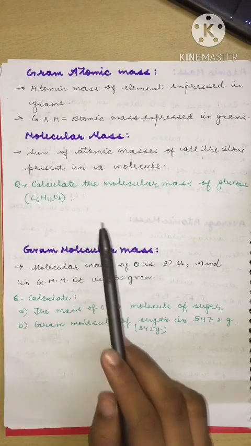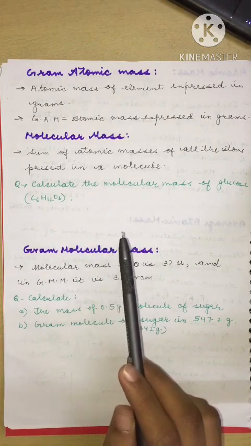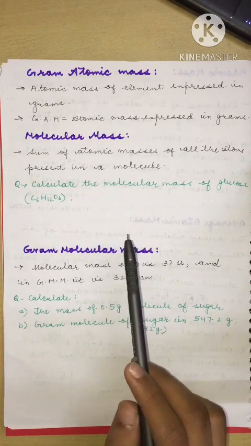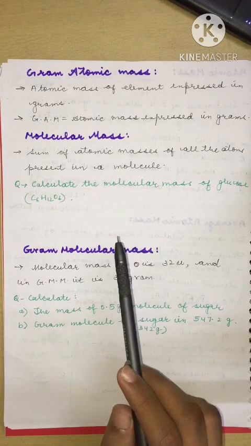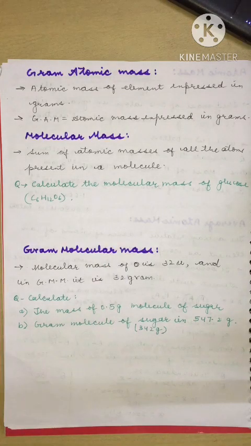Molecular mass means the sum of all the elemental atoms present in a molecule. Suppose a molecule of Cl2 is there. In the Cl2 molecule we have two chlorine atoms, so the individual atomic masses of both chlorine atoms we have to add to get the molecular mass.